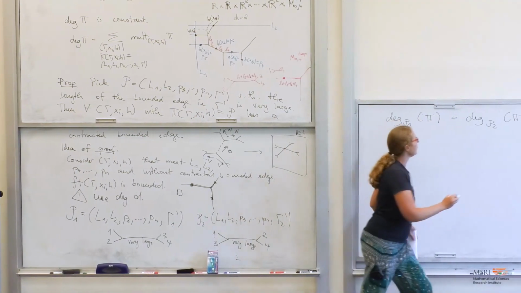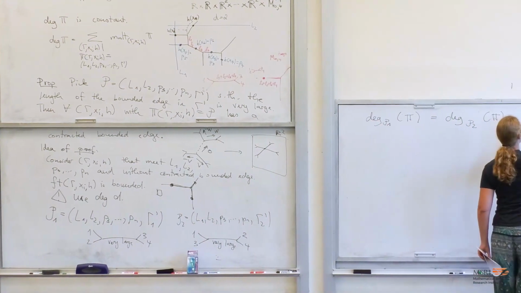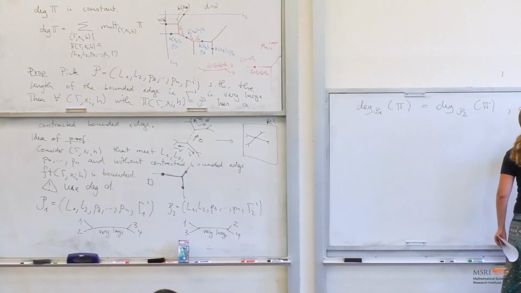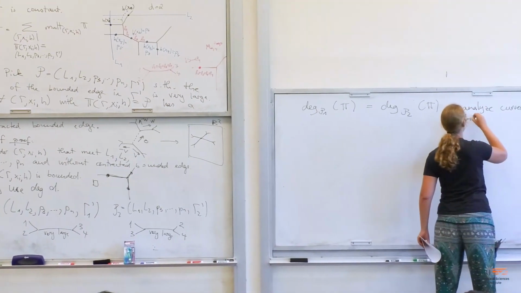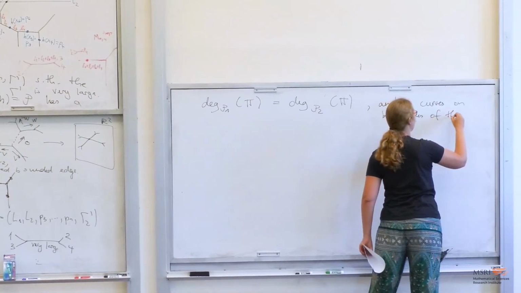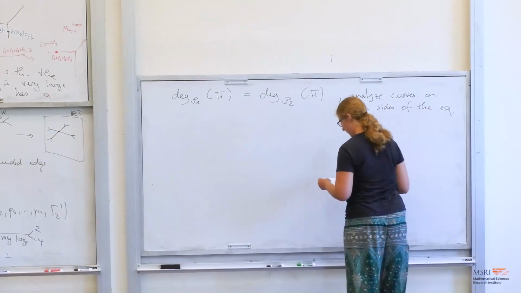And now what we'll do is we'll analyze the curves on both sides, the tropical curves on both sides of this equation to obtain our recursive formula. That's the strategy.